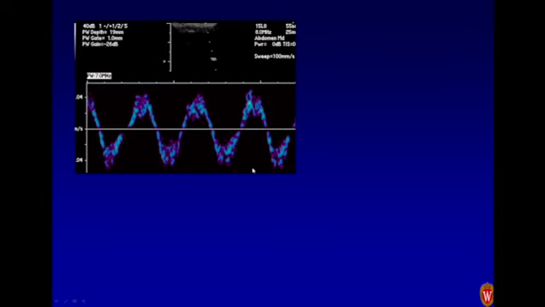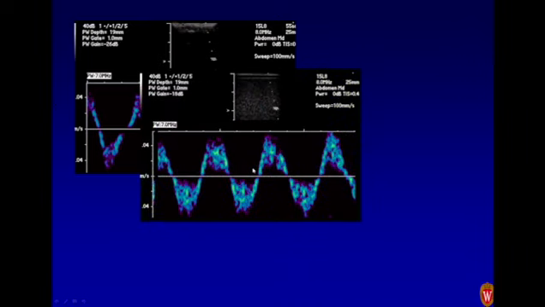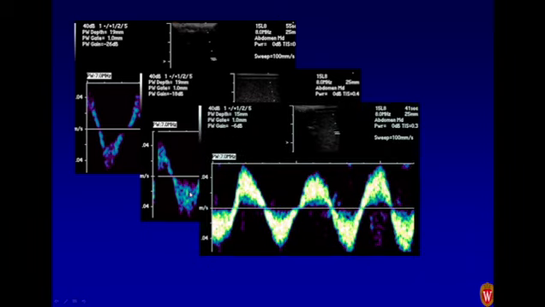Gain, relatively low. I'm turning the gain up a little bit. The tracing is brighter, yes, but look at the systolic window. Well, let's call it the systolic window for the purpose of this discussion. It's filling in. Instead of being nice and open, now it's starting to fill in. Turn the gain up a little higher, filled in even more.